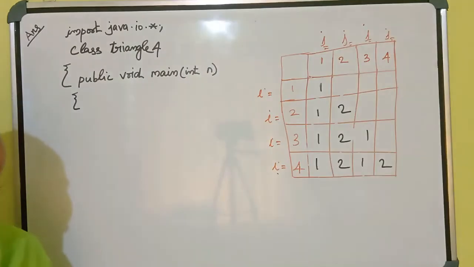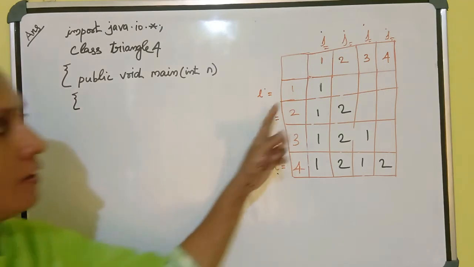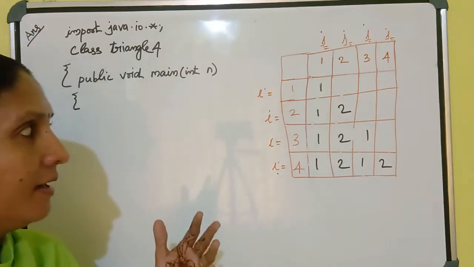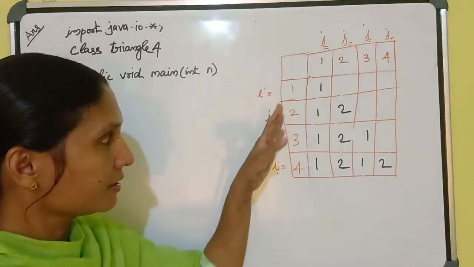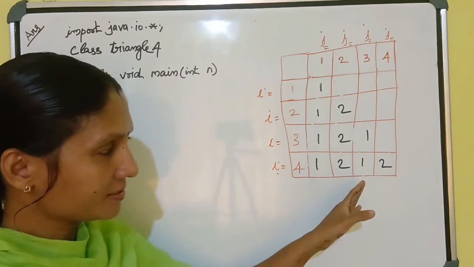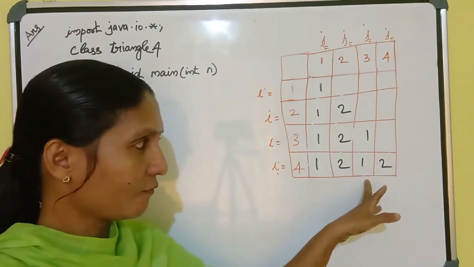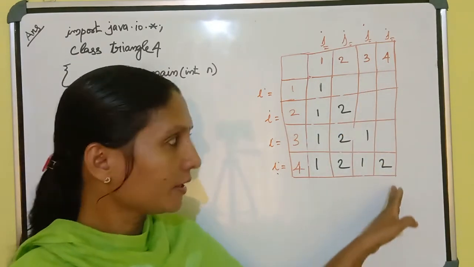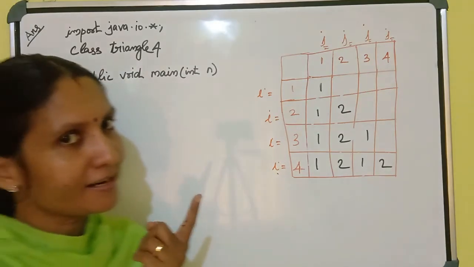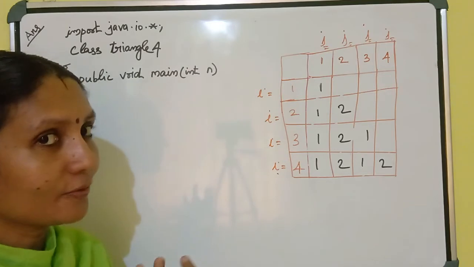Shall we check the next question? What's the next question? 1, 1 2, 1 2 1, 1 2 1 2. That means in the first column it is 1, in the second column 2, in the third column it is representing 1, and again in the fourth column, representing 2. What's the meaning of this one? Do you get any idea? How can you do this one?